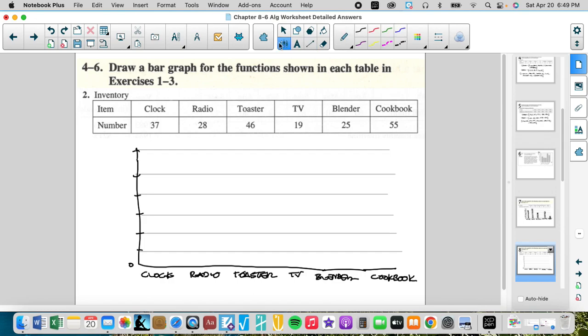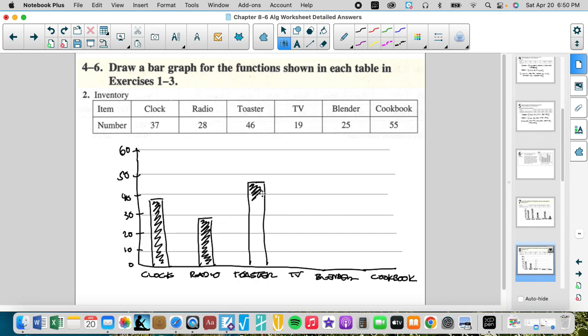Clock is 37, so 10, 20, 30, 40, 50, 60. 37 is going to be something like this. Boom, boom. Color in. Radio 28, not at 30. Much easier. Look at that. We know how. Toaster 46, halfway to 50.